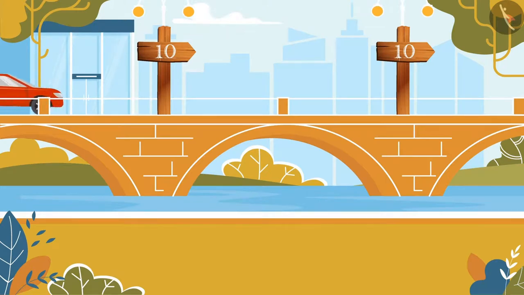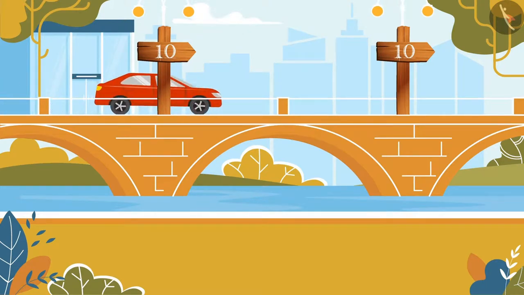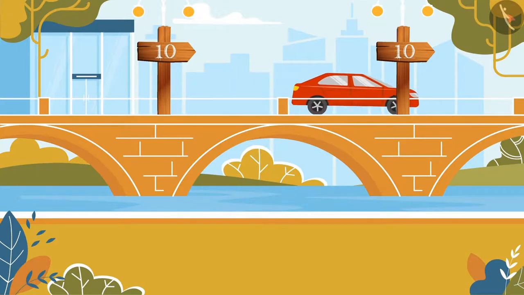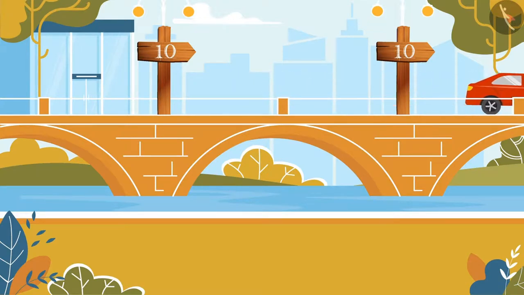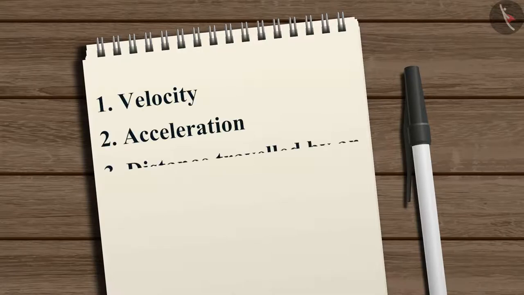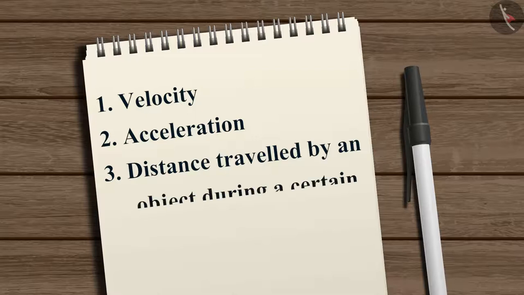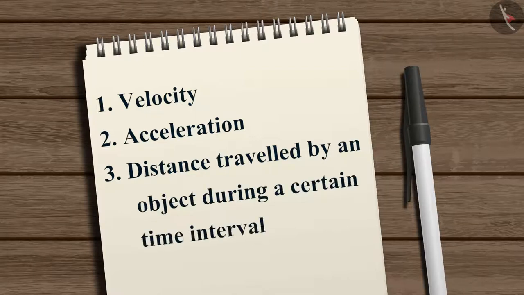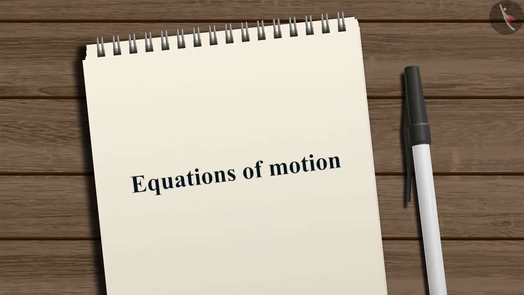Earlier, we have studied the motion of an object along a straight line in uniform velocity. Now, let us see how the velocity, acceleration during motion, and distance traveled by an object during a certain time interval can be related using a set of equations called equations of motion.